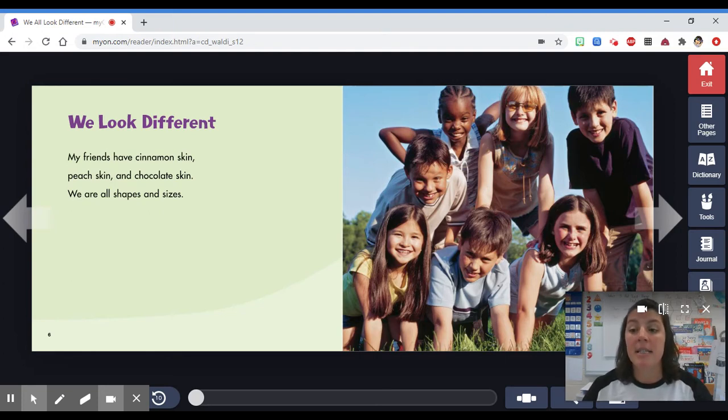Each person has different physical traits or things that make them look different. It might be your skin color, your hair color, your size, your height. These are all ways that we look different.